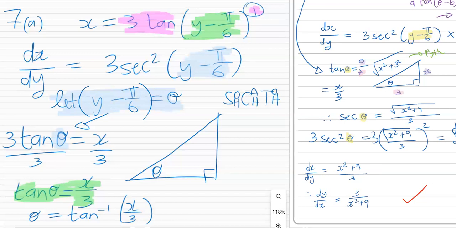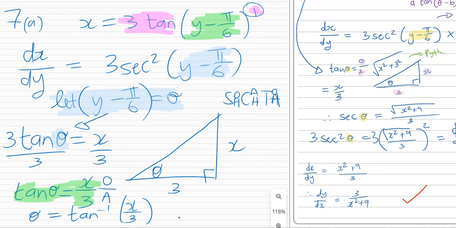SOHCAHTOA. Okay. So if tan theta is x over 3, then we know that opposite over adjacent is x and 3, because this is opposite and this is adjacent. So this is just basic trig. Now we have to get the third side.